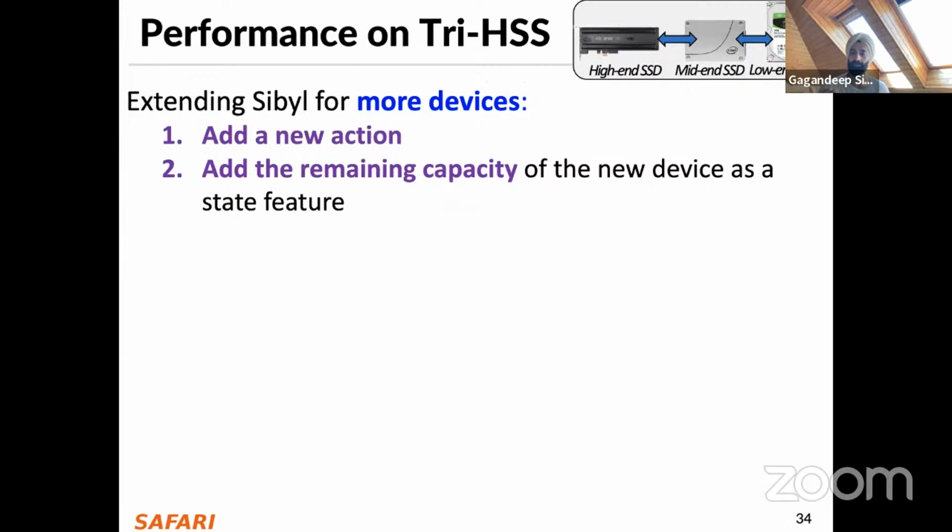And we also evaluate the extensibility of Sybil to more devices. As I mentioned before, if we wanted to extend Sybil to more than 2 devices, we have to add a new action in the action space, and we add the remaining capacity of the new device as a state feature so that the agent knows what's happening with the new device capacity, whether it's full or not. That's it. We didn't really have to do anything, and Sybil automatically figures out the best policy. So it reduces a lot of the system architects' burden.